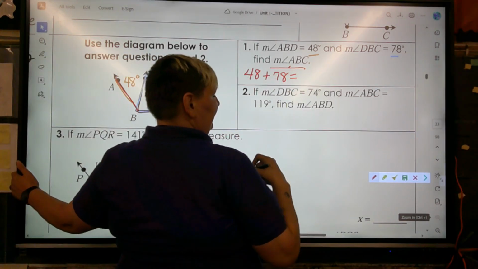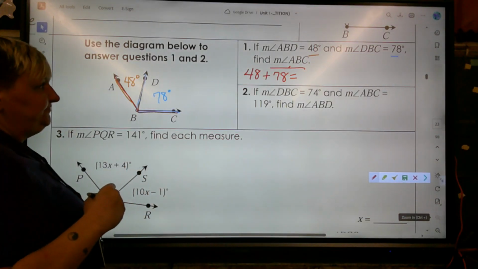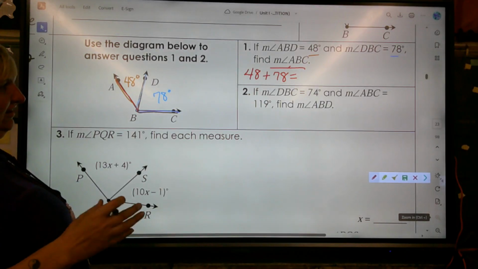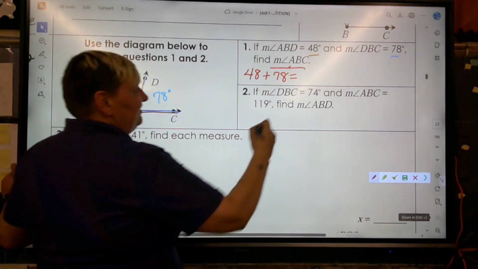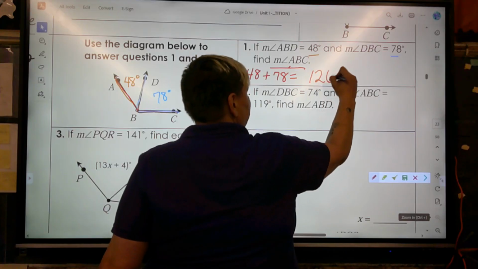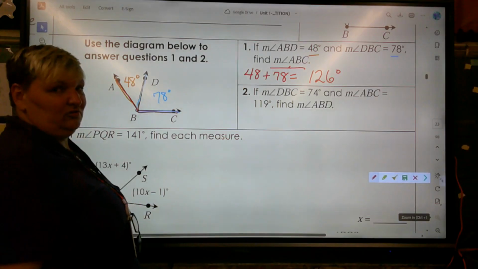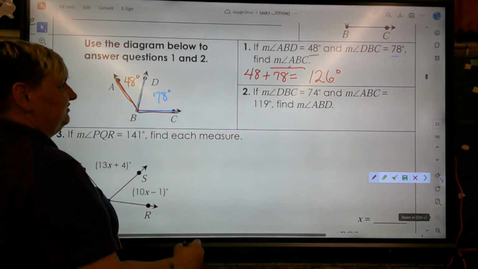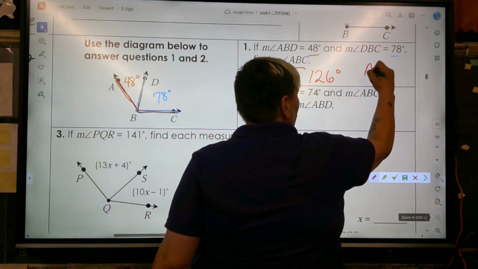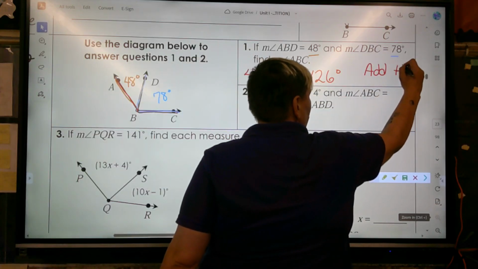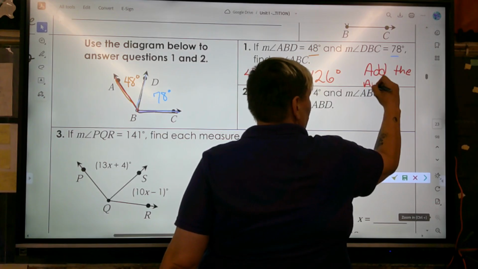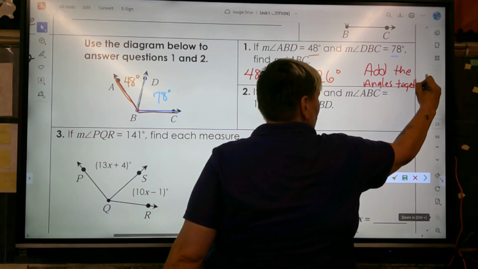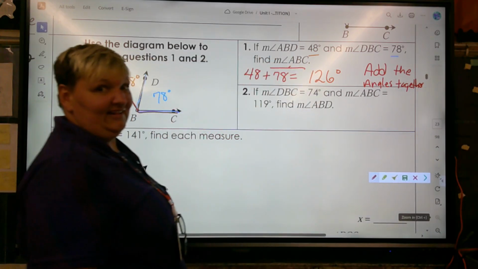So what is 48 and 78? That's 100, let's see, that's 16, 11, so 126? 126, and you have to put the degree symbol or it's not right. So if they're asking for the total, you add the angles together. If they're asking for the total, add the angles together.